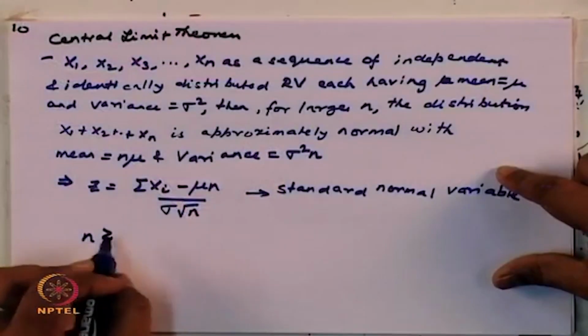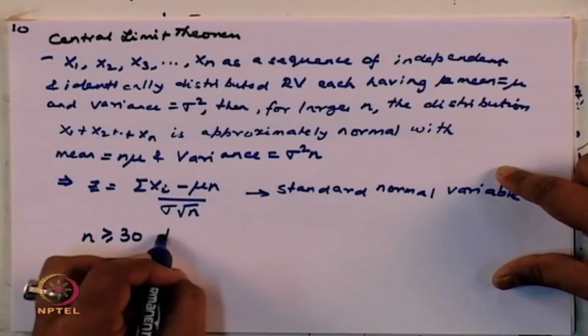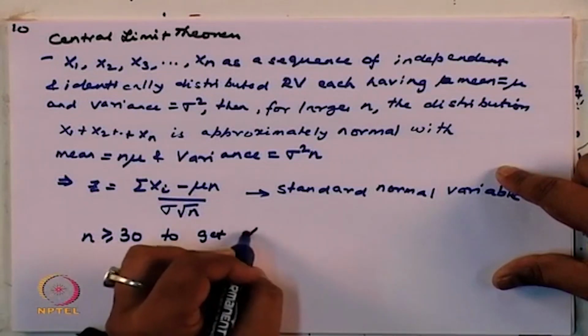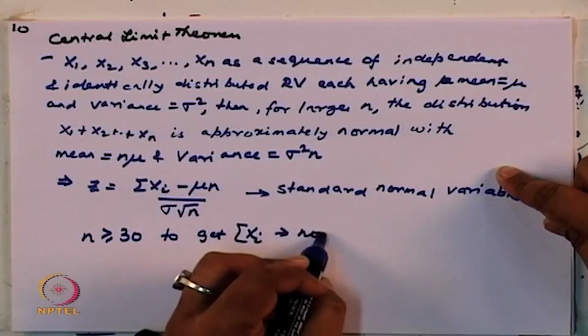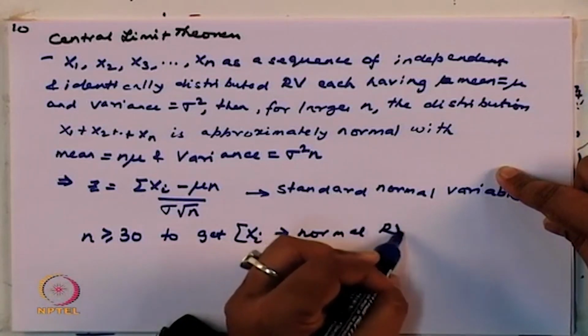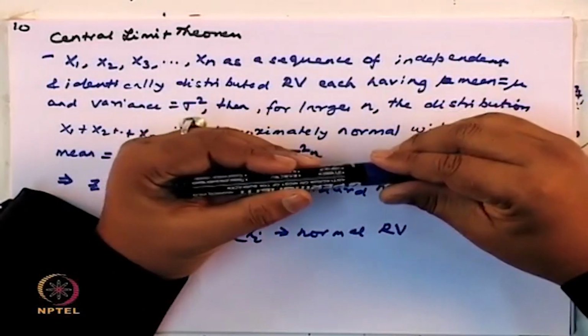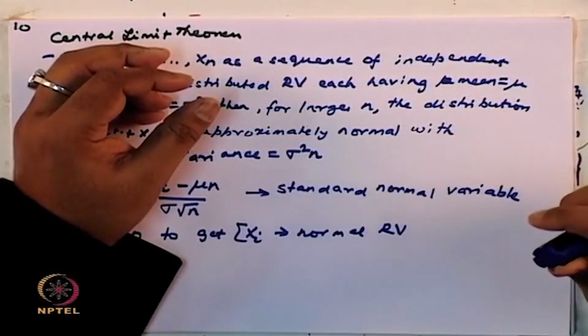Otherwise, if the distribution is non-normal, for a population which is non-normal, you need n greater than or equal to, it has been estimated, 30 to get x bar, or summation xi, to be a normal random variable. So, that ends our discussion today.